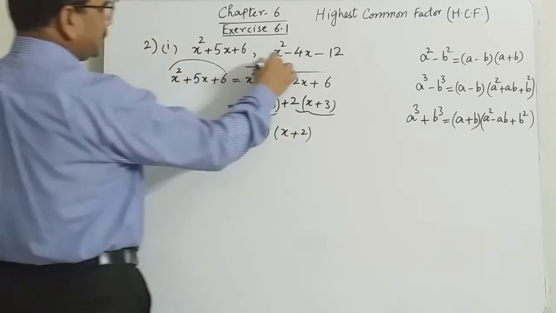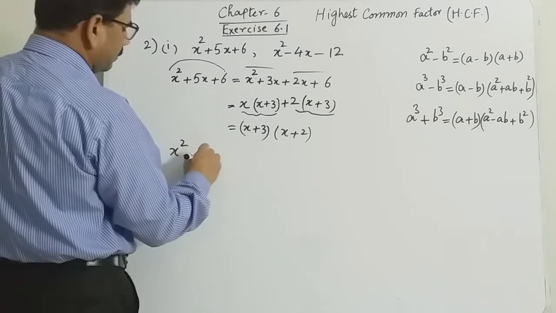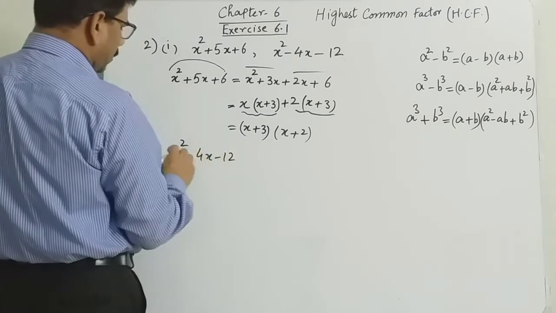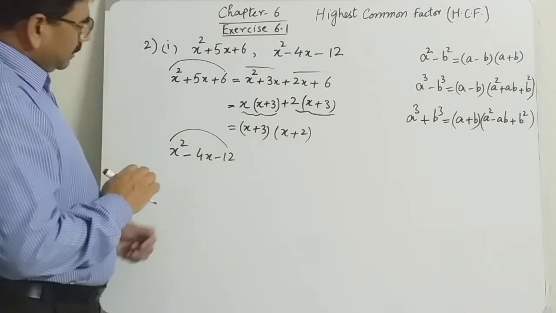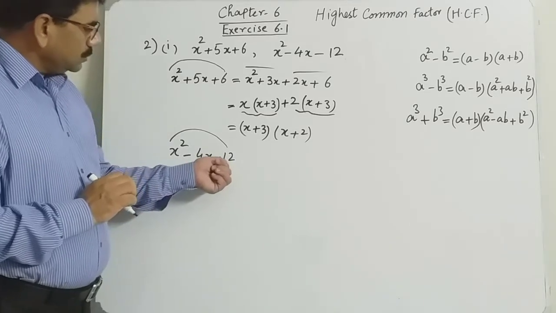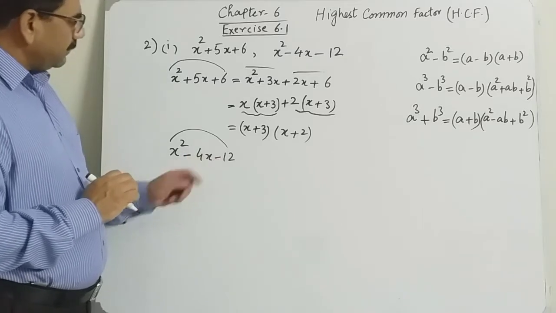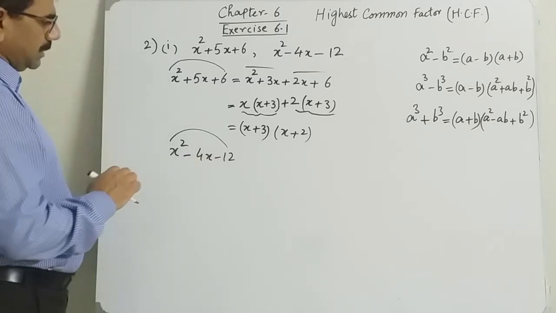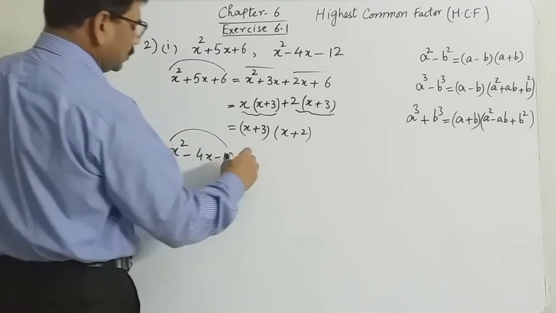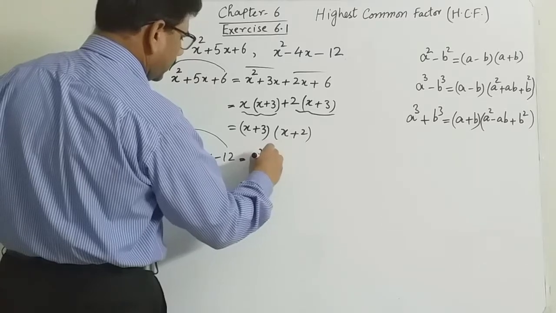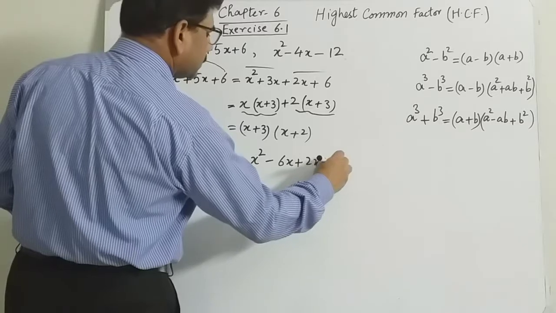Now to factorize the second expression, again we will use the same procedure: x square minus 4x minus 12. Now the product of the first and last term is negative 12x square. It means that we have to find those two factors of 12 whose difference is negative 4. So obviously these two factors are minus 6 and plus 2. So it will be x square minus 6x plus 2x minus 12.